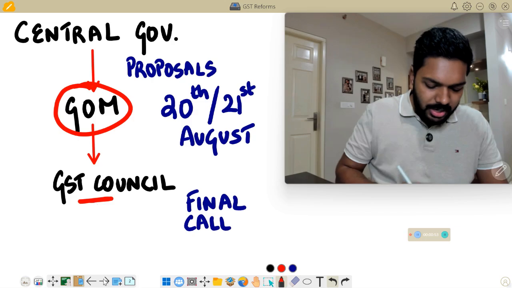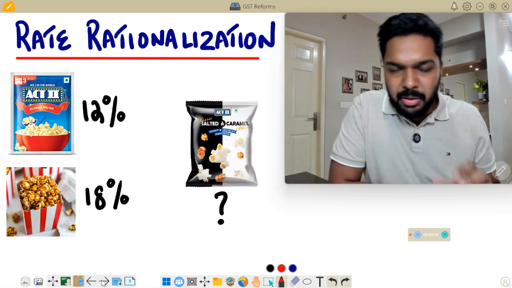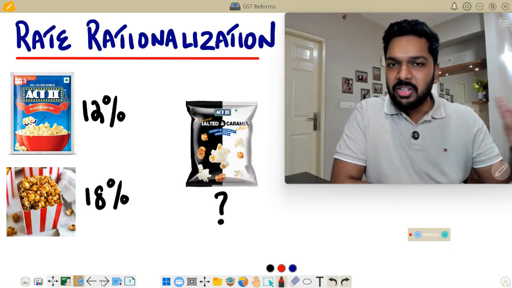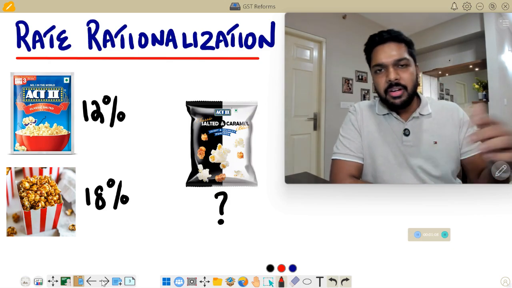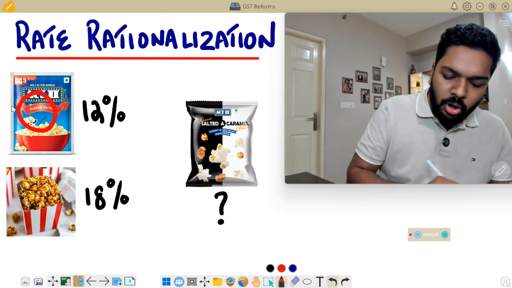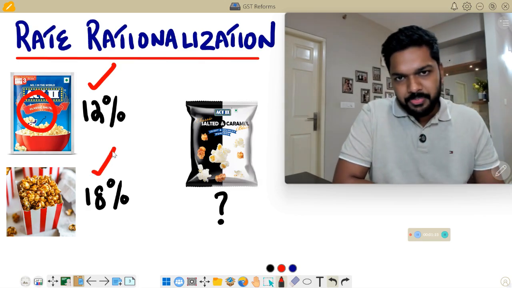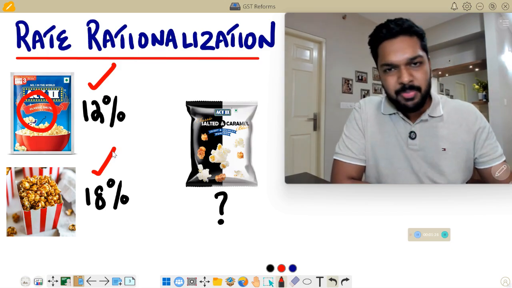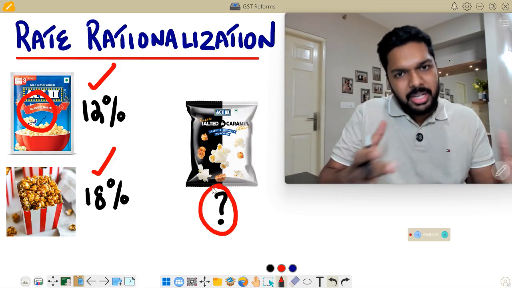So a major part covering these proposals is rate rationalization, simplification of rates, because earlier you had 3%, you had 5%, 12%, 18%, 28%, and so on. Even on products of similar nature, you have different GST rates. For example, for pre-packaged salted popcorn, you have a 12% GST. For caramelized popcorn, you have an 18% GST. But what if there is packaged salted and caramelized popcorn? Well, the rate is not defined. So for different products, you have multiple GST rates of similar nature.